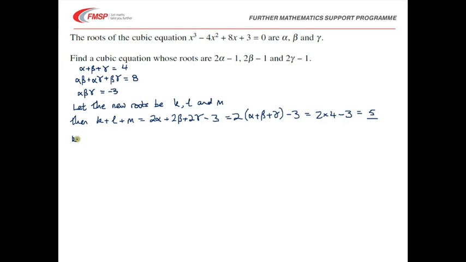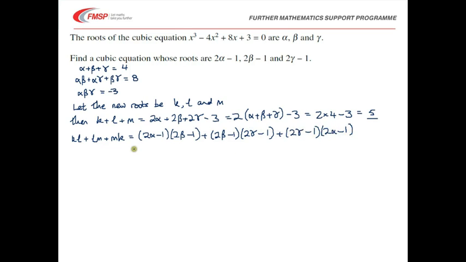I then look at the product pairs, KL plus LM plus MK. So that's 2 alpha minus 1 times 2 beta minus 1 plus 2 beta minus 1 times 2 gamma minus 1 plus 2 gamma minus 1 times 2 alpha minus 1. That comes out to be 4 alpha beta minus 2 alpha minus 2 beta plus 1, plus 4 beta gamma minus 2 beta minus 2 gamma plus 1, plus 4 gamma alpha minus 2 gamma minus 2 alpha plus 1.